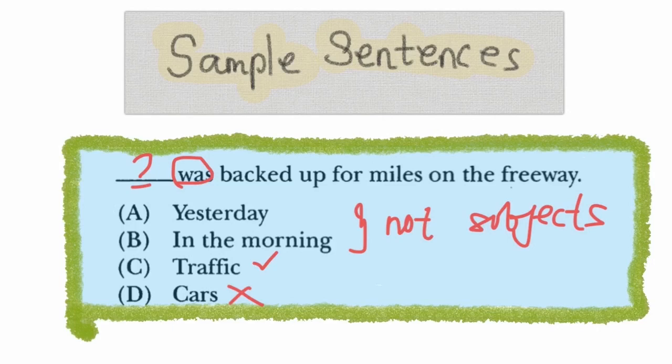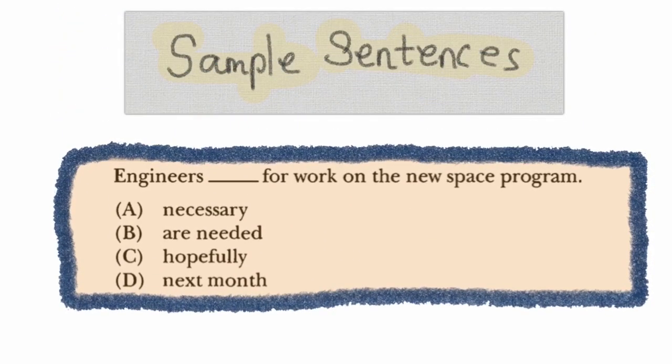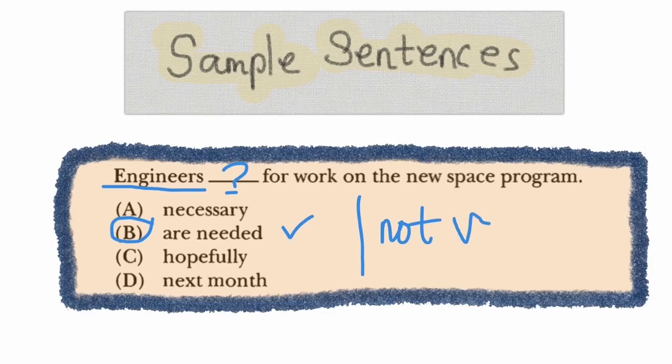Now let us see the second sentence. In this example, you should notice immediately that the sentence has a subject, engineers, and that there is no verb. Because answer B, are needed, is a verb, it is the best answer. Answer A, C, and D are not verbs, so they are not correct.